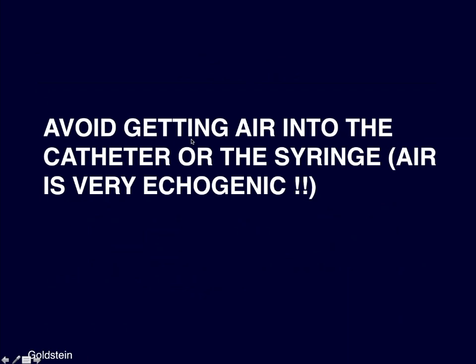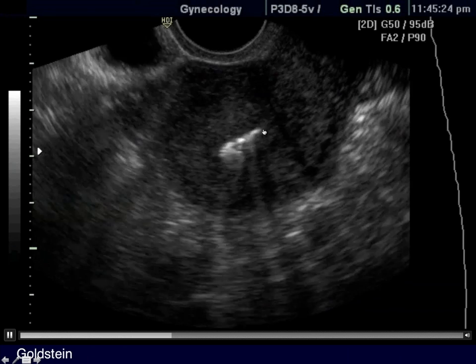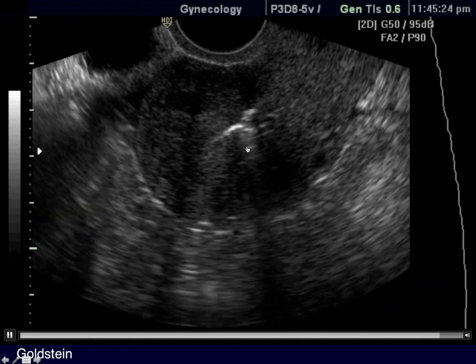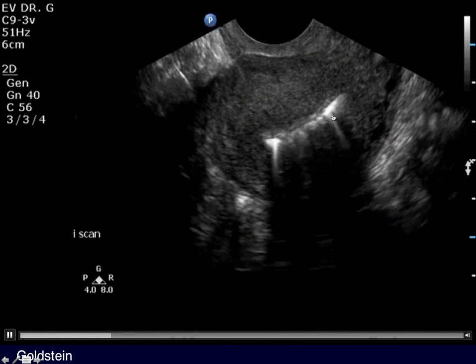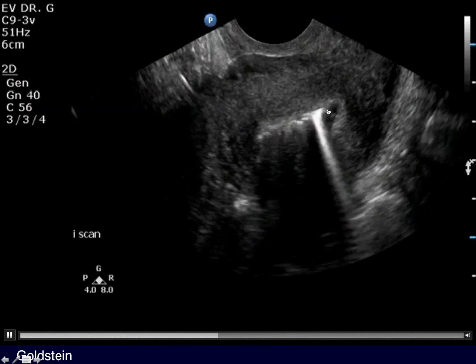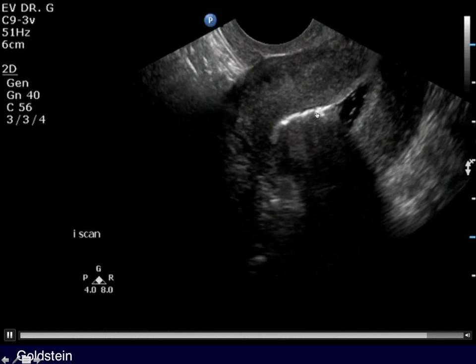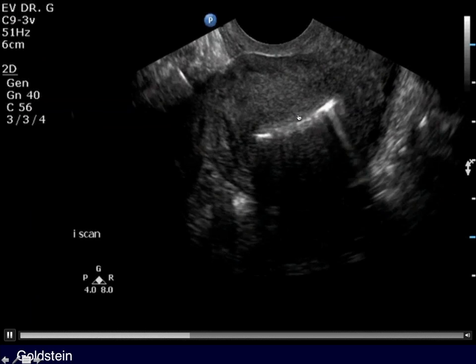You want to avoid getting air into the catheter or the syringe because air is very echogenic. So if you squirt air into the endometrial cavity, it becomes very difficult to see anything. And here's another example of inadvertent squirting air in here. You obscure your ability to see. Air is gas, and as you know, gas is our nemesis, just the way fluid is our friend.